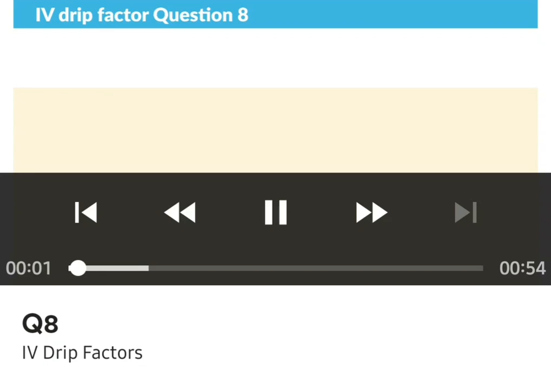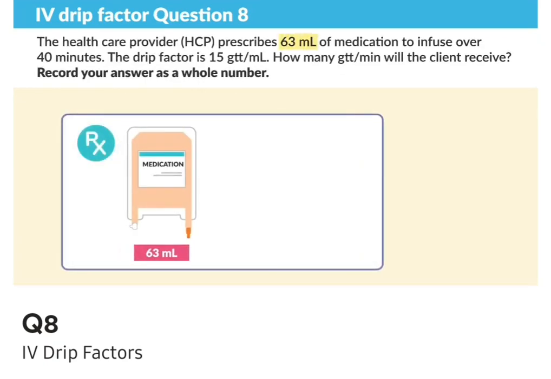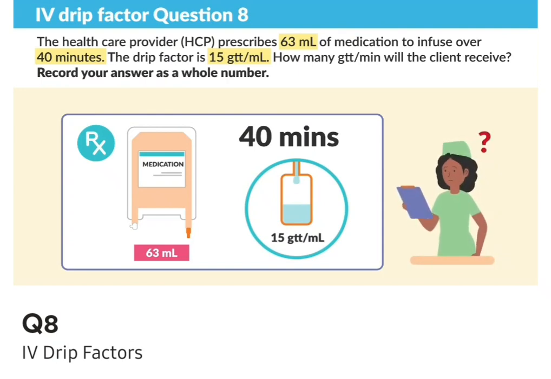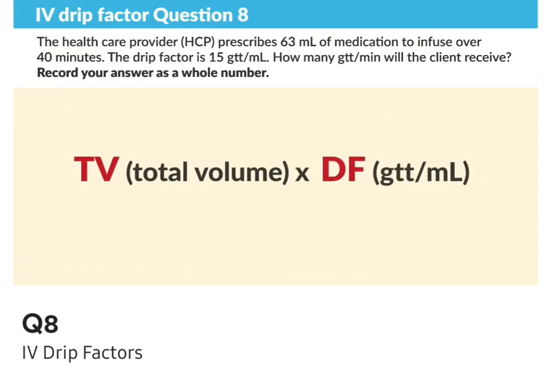All right, now for question 8. The HCP prescribes 63 mLs of a medication to infuse over 40 minutes. And the drip factor is 15. So how many drips will the client receive here? So as usual, we're setting up our formula. TV makes you DEF over time.